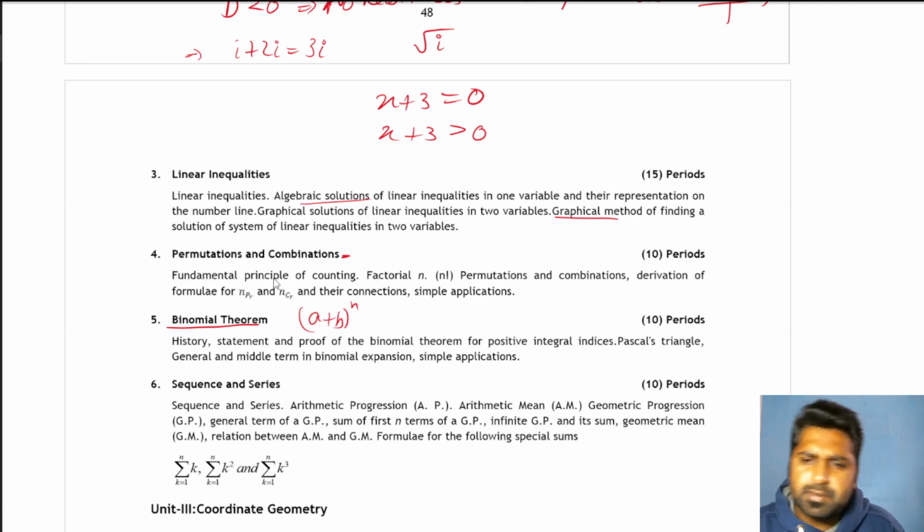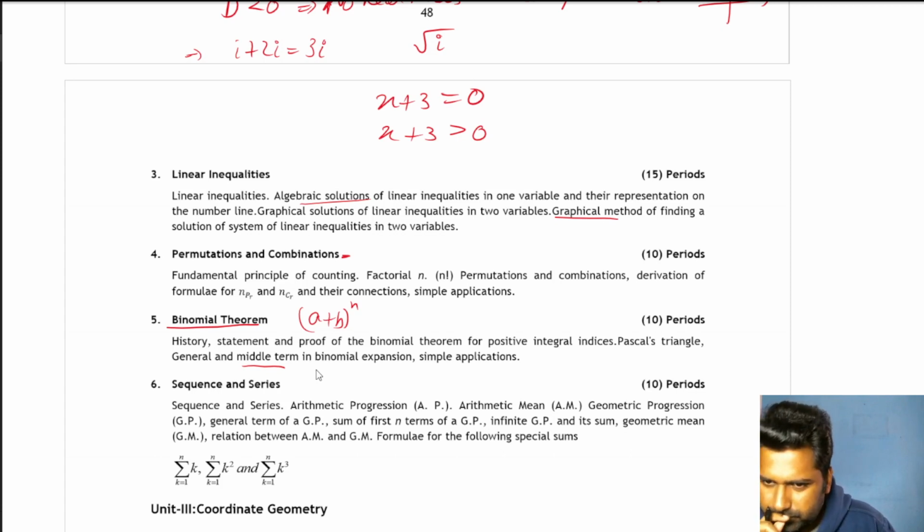And then while expanding, you will have some middle term. The question may ask you how many middle terms there are, what is the coefficient of the middle term, that kind of question. That's the main application of this. So higher power expansions, that's the binomial theorem.